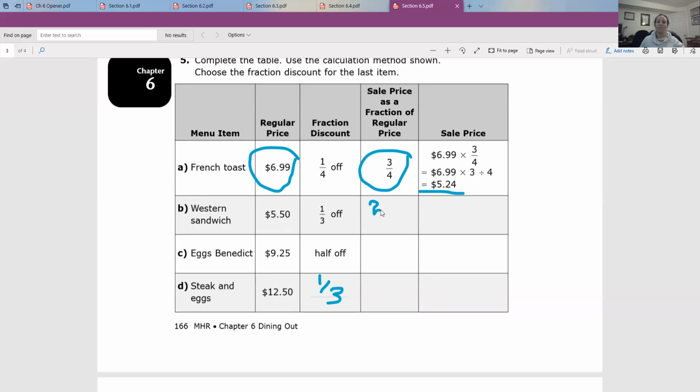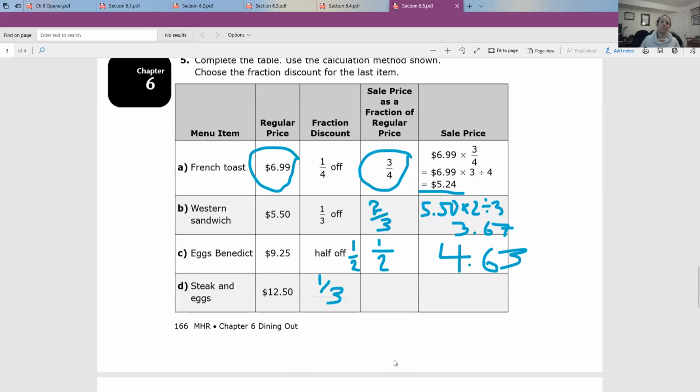That means I'm paying for 2/3. So I'm going to take 5.50, I'm going to times it by 2, and I'm going to divide by 3. And when you plug that in, you should get $3.67. Okay? Half off would be 1/2. Okay, think about this. If you're getting an item and it's half off, I still have to pay for the other half. So I'm going to pay for 1/2. Okay? So 9.25 times 1 divided by 2, I got $4.63.